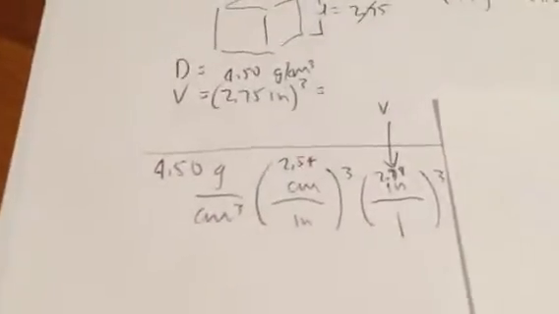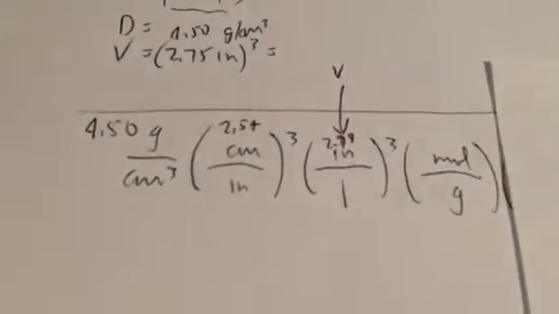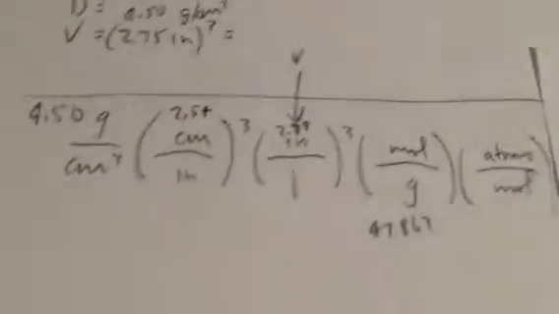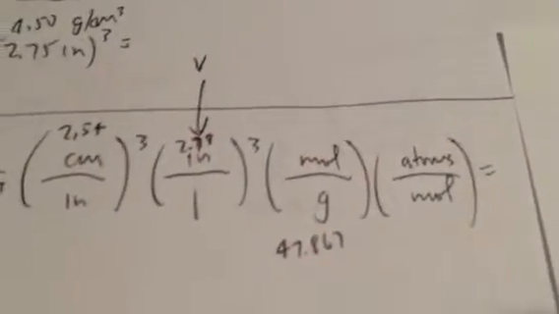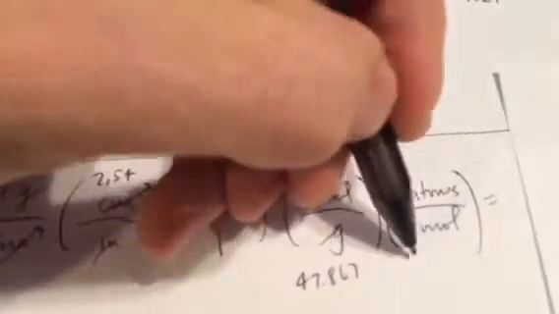Okay, so it's 2.78 cubic inches for the volume. We'll get that cubed, 2.78 cubed, right? And then the grams per mole, that's my formula weight, 47.867. And then the atoms per mole, right? Can you see how my cubic centimeters are going to cross off? My cubic inches are going to cross off. My grams are going to cross off, right? Boom, boom. And then my moles are going to cross off, and I'm going to be left with atoms, which is exactly what my question was about.